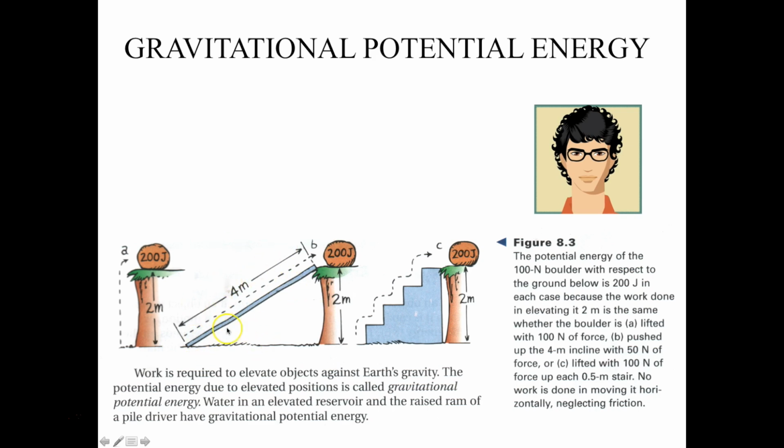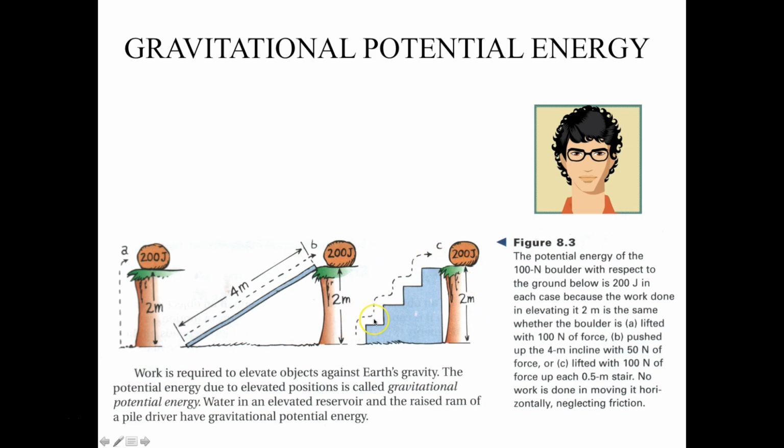The math actually works out, if you do the trig, that moving it 4 meters at this angle over here with a force that is less than 100 newtons would provide an energy, again, of 200 joules. As long as you raise it 2 meters, it doesn't matter how you get there, whether it's straight up the cliff, up a ramp, or up the stairs, you're still doing the same amount of work.